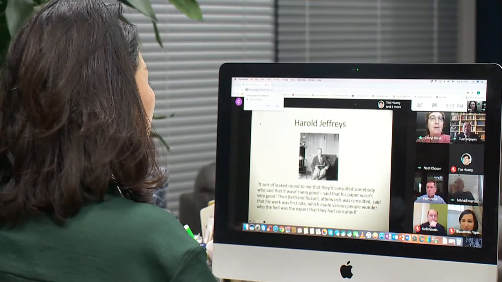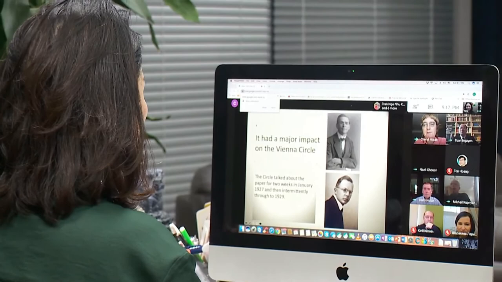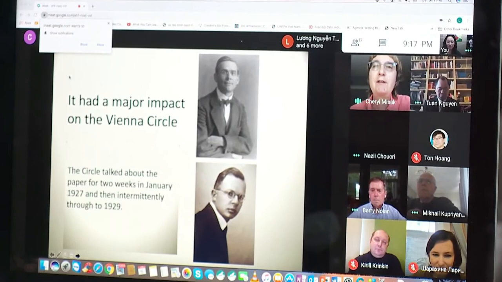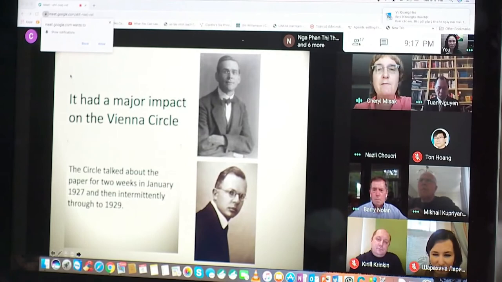That paper had a major impact on the Vienna Circle. The Vienna Circle talked about Ramsey's undergraduate thesis for 2 weeks in January 1927, and then intermittently right through to 1929. And there you have Moritz Schlick at the top of your screen and Rudolf Carnap at the bottom, the two people right at the heart of the Vienna Circle.